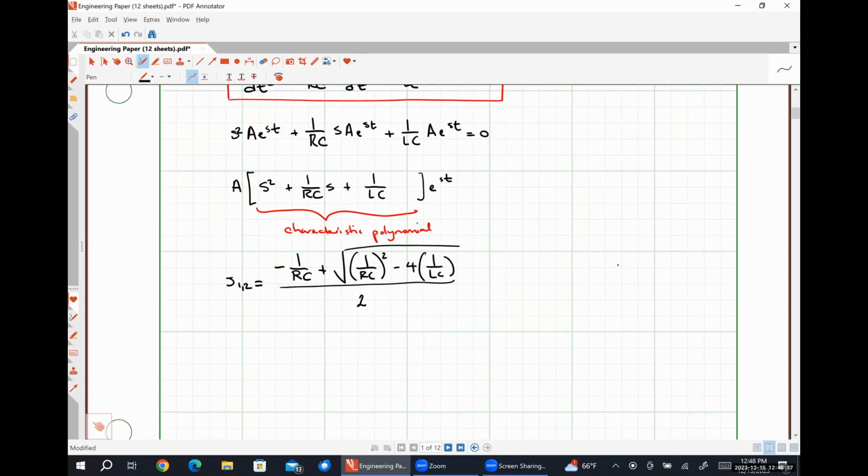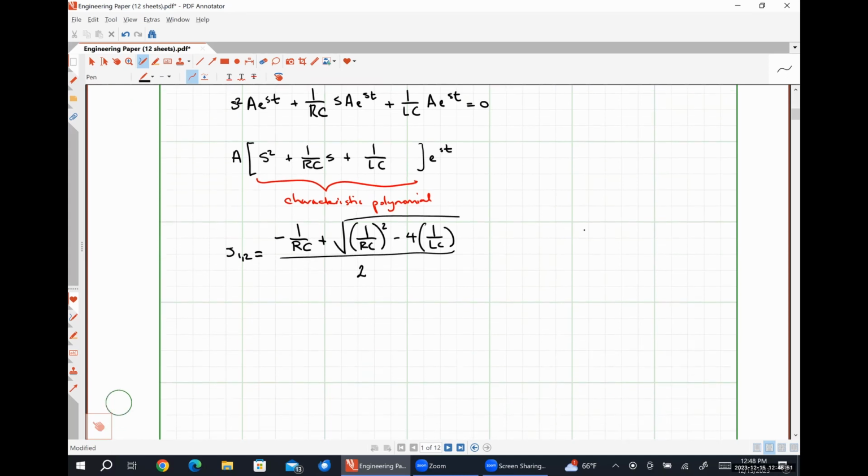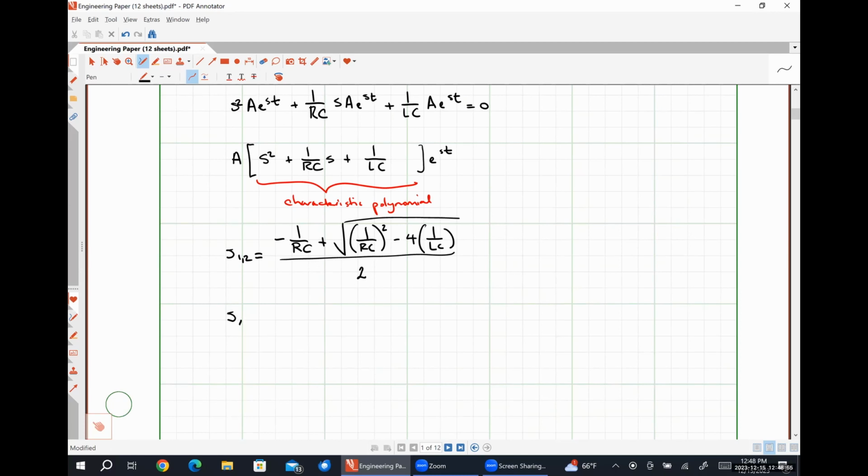And now I'm going to play around with things a little bit here. By that, I mean I'm just going to move this 2 from the denominator up into the numerator so that I don't have fractions on top of things. Okay. So I will have s1,2 equal to negative 1 over twice RC plus the square root of 1 over twice RC squared minus 1 over the square root of LC squared. So I got a little bit fancy there at the end.